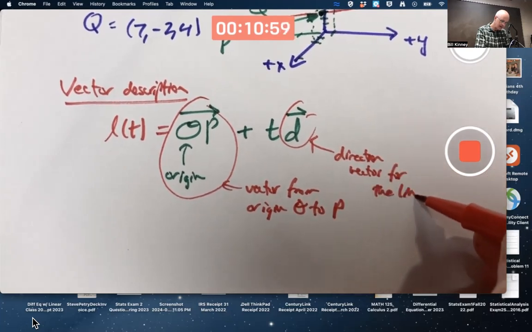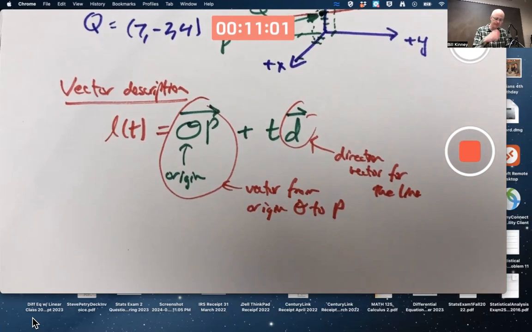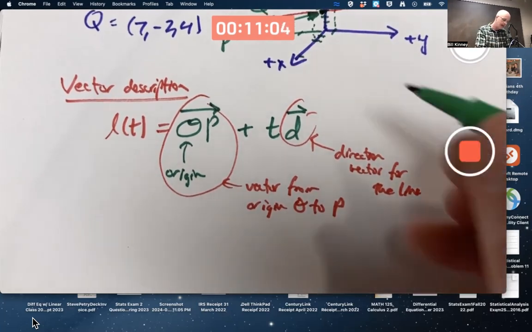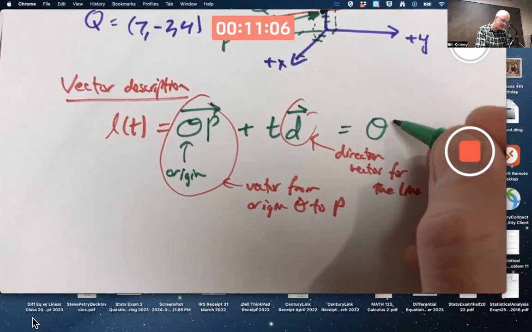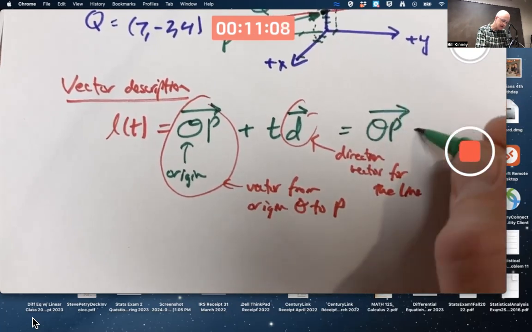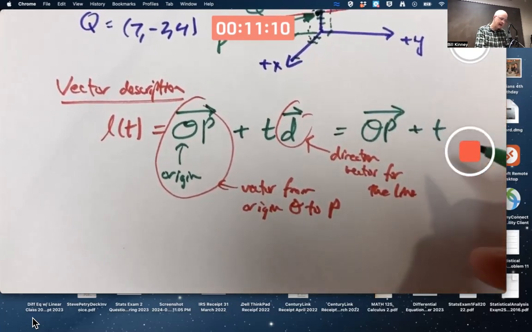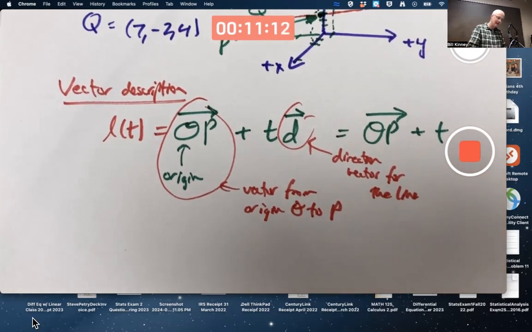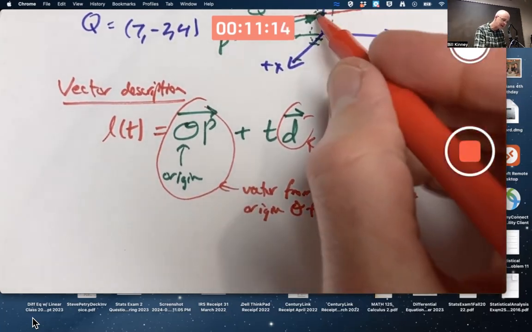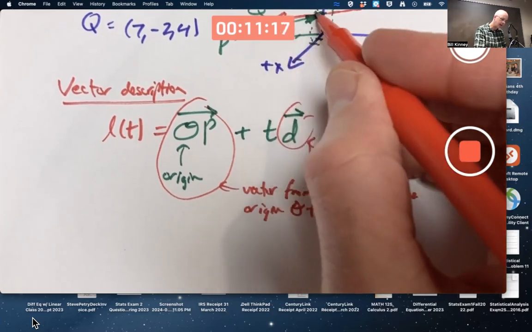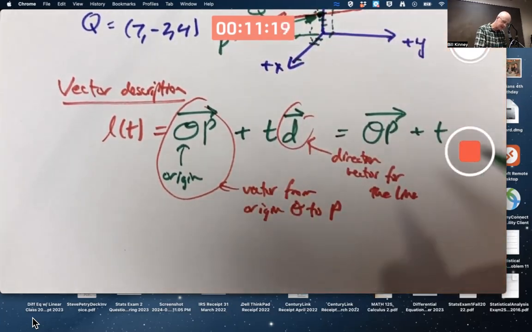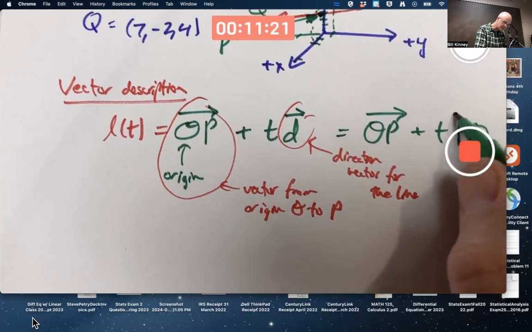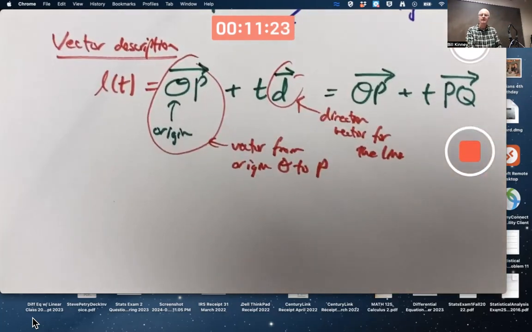A direction vector, it's not unique. And how do you find D? Effectively you can take the arrow connecting P to Q. That arrow right there, which you could write like this. Arrow from P to Q. Like that.